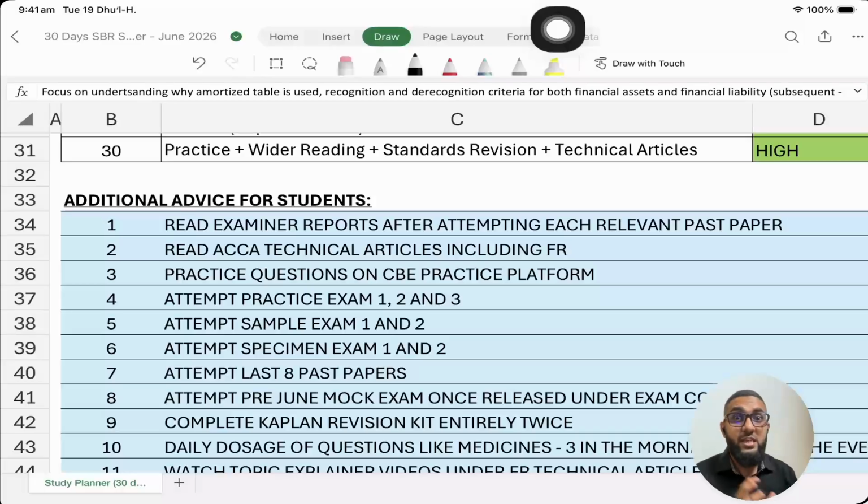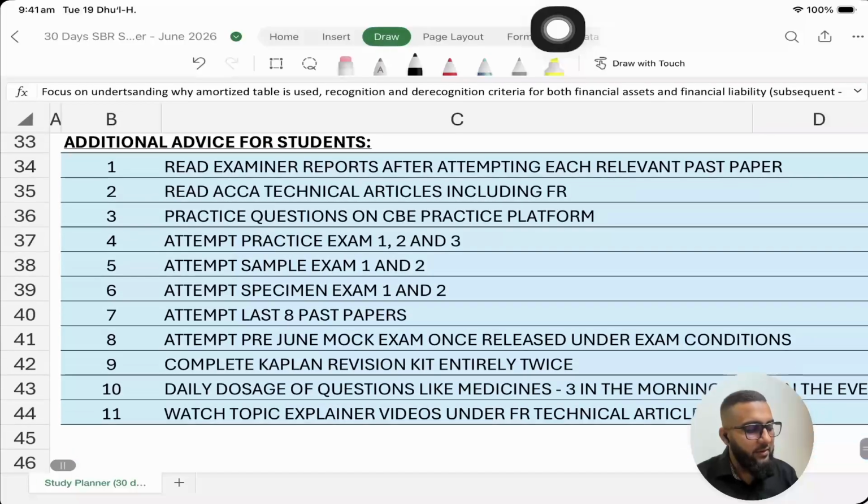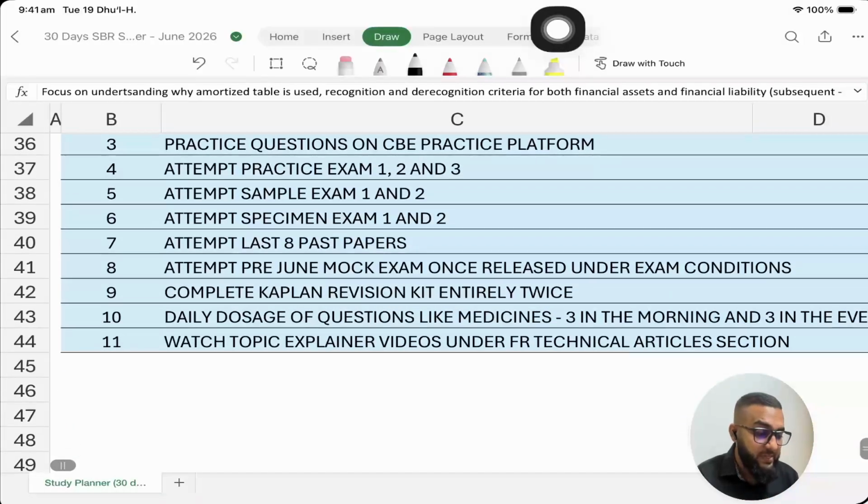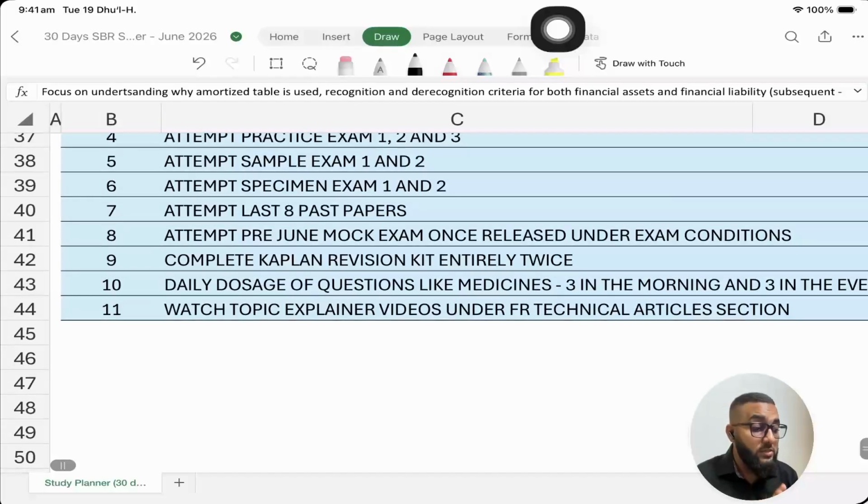Then practice questions on the CB practice platform. As soon as you start practicing questions or past papers, do it on the CB practice platform, because you will need that practice. The more you practice, the better you become at using the ACCA CB platform. Okay. Then attempt practice exams, sample exams, specimen exams, and the last 8 past papers that are out there. Attempt pre-June mocks once released under exam conditions, no compromise there. And complete the Kaplan revision kit entirely twice, right?